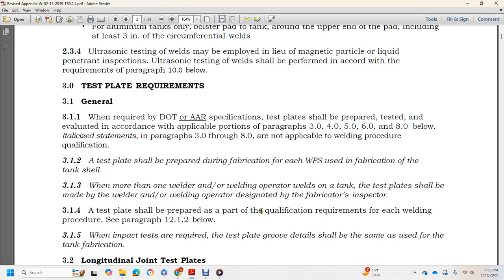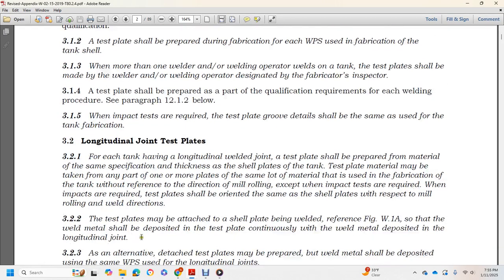Test plate shall be prepared for the partial qualification requirements for each welding procedure. See paragraph 12.1.2 below. Where impacts are required, test plate groove details shall be the same as used for the tank fabrication longitudinal joint test plate. For each tank having a longitudinal weld joint, a test plate shall be prepared from material of the same specification and thickness as the shell plates of the tank.